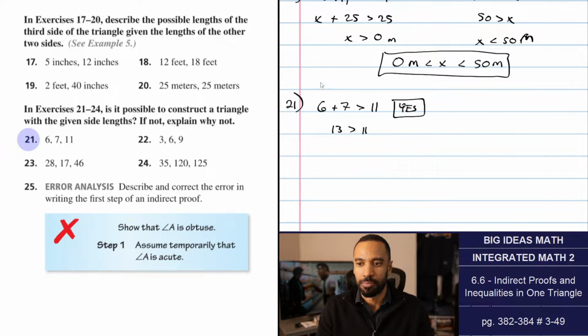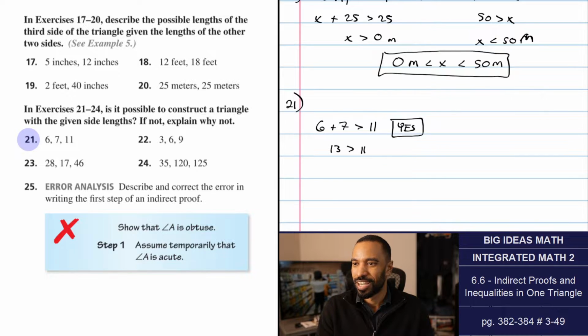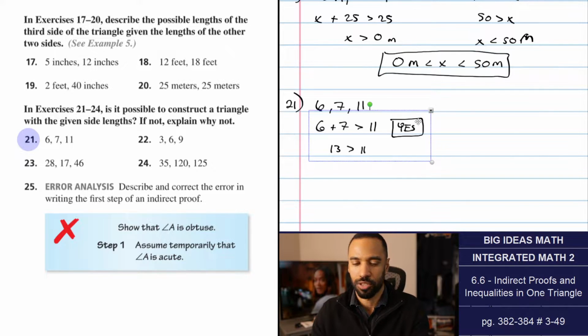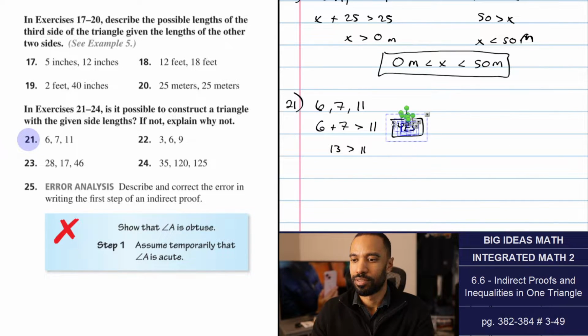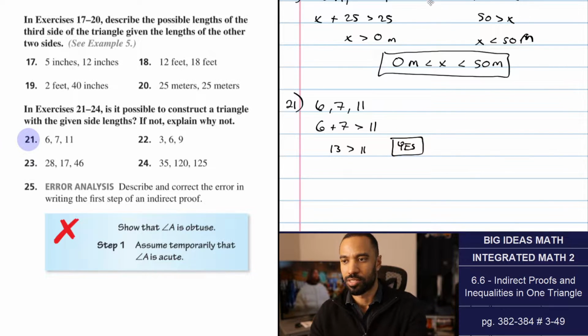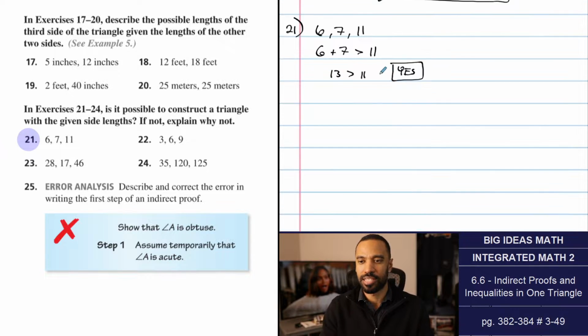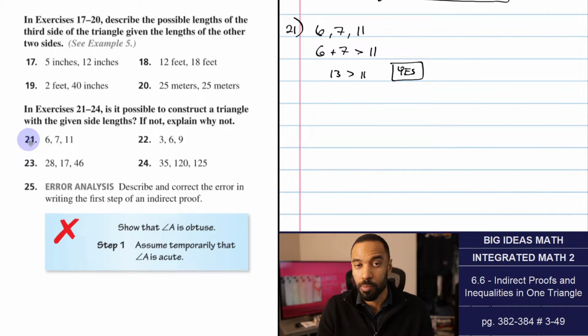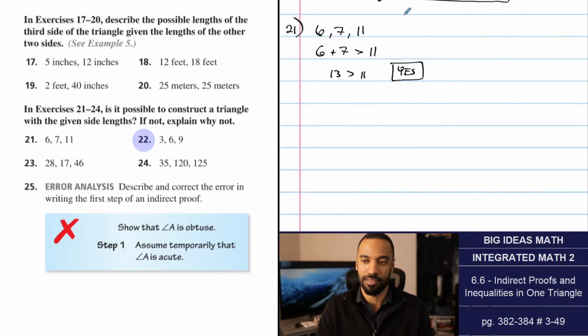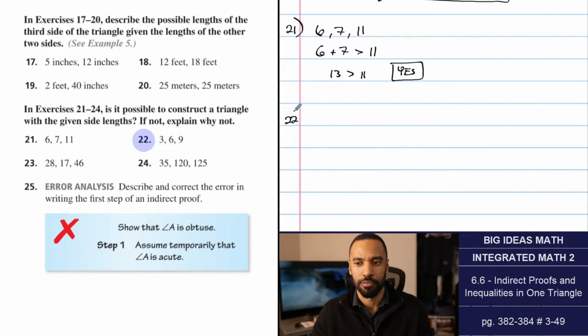Let me copy down the problem too. I really should be doing that. 6, 7, and 11. Let me put the yes a little bit lower there. All right. Yes. As long as the sum of any two sides is greater than the third, the true ones to check are the two smallest sides, because clearly if the longest side is included in any of the other sums, of course it would be greater than the other one. But for all sides of the triangle, this has to work.